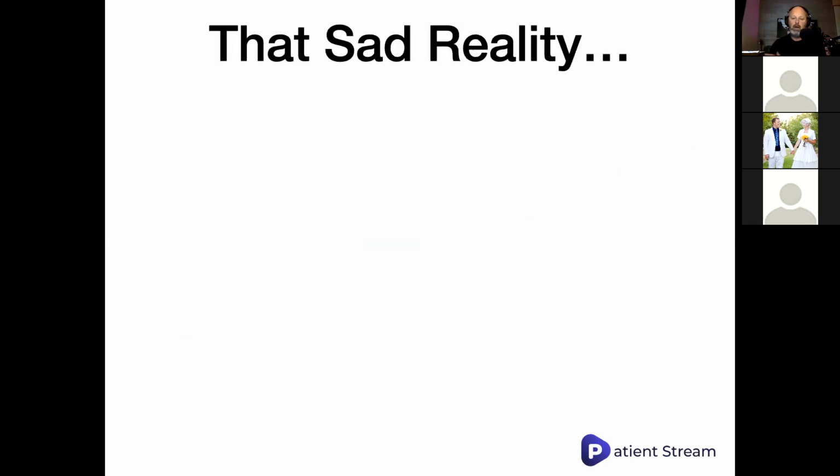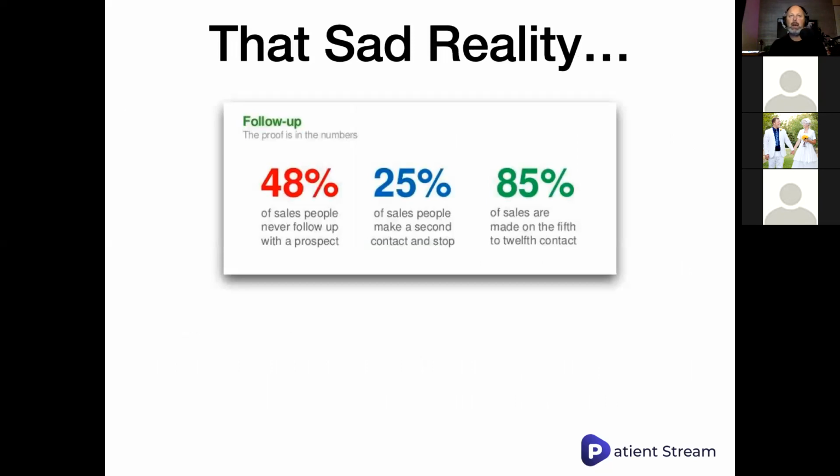And here is the sad reality. We started this section of the training with the follow-up process. The sad reality, based on studies and what I've seen anecdotally to be very close to the truth, is that when it comes to follow-up on leads, only 48% of salespeople ever actually follow up with a prospect. In your case, what I see a lot is probably even worse: you'll get a lead and the effort to follow up is only applied a day or two after that happens.